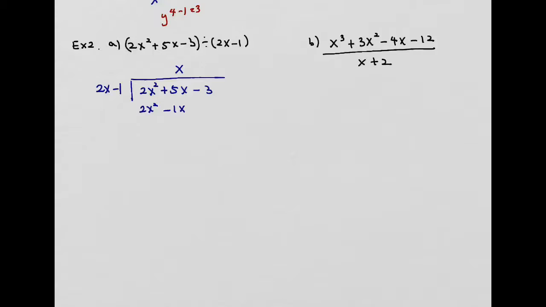Then you subtract those two lines. When you subtract 2x squared minus 2x squared, the 2x squared terms cancel out. 5x minus negative 1x: don't forget you're subtracting negative numbers, so that's the same as adding. So you end up getting 6x.